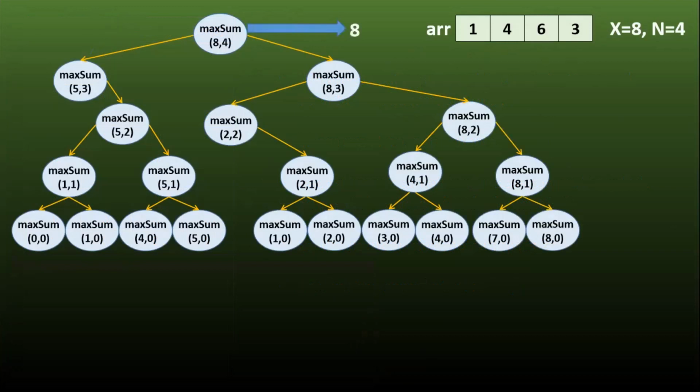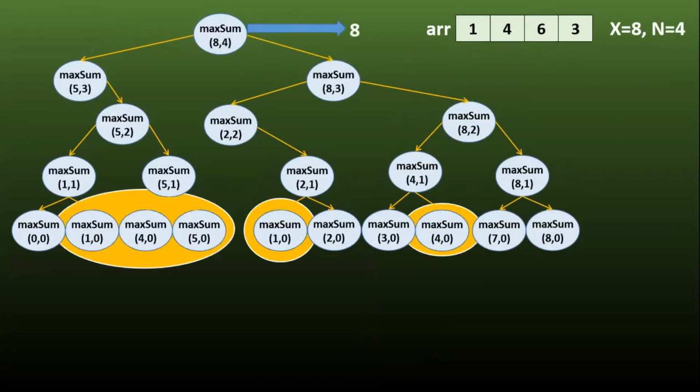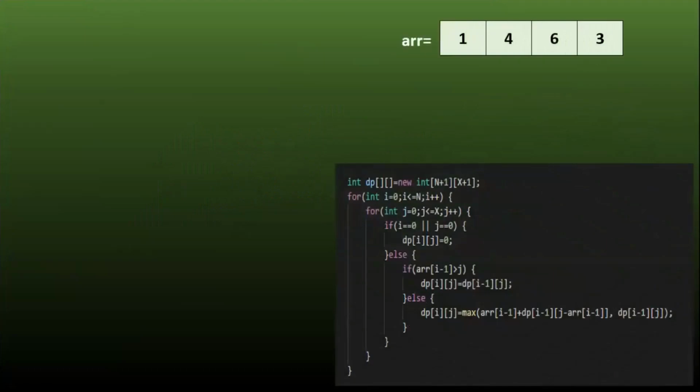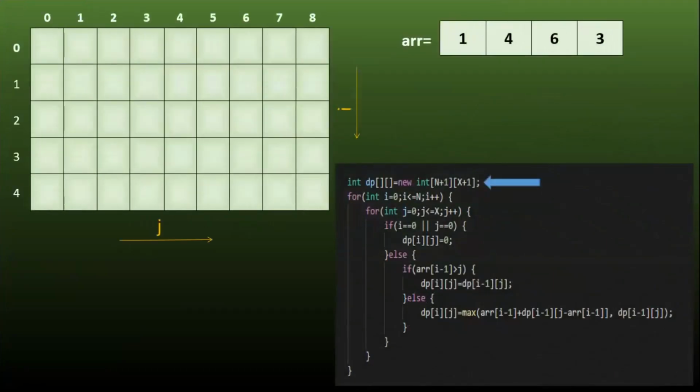Now since this tree is small, the number of overlapping solutions is also less, but still we have a few overlapping solutions here. But in case the numbers are huge, then you will find many overlapping solutions, so we can easily switch to dynamic programming. Let's now go to the DP solution.